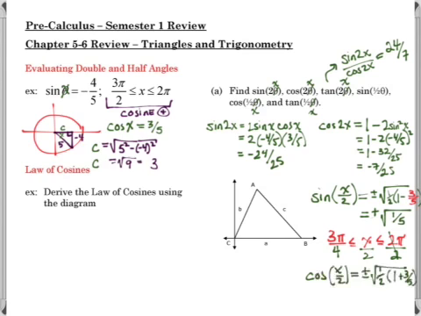Same type of idea for cosine of x over 2. I use my identity, then I evaluate the sine and get -√4/5. Tangent of x over 2, I use my sine value and my cosine value, and there I go. I could simplify that from there and get -1/2 as my tangent value.